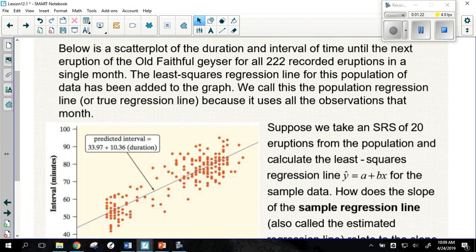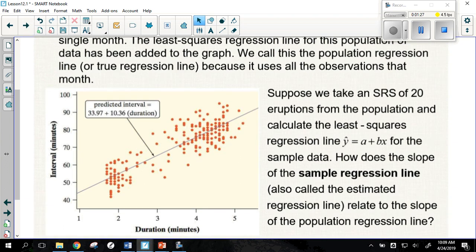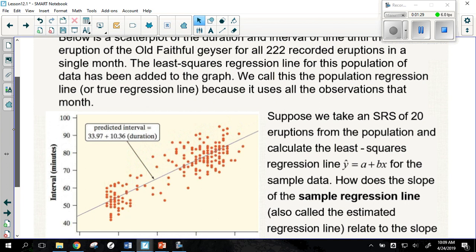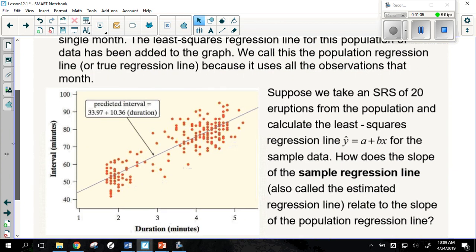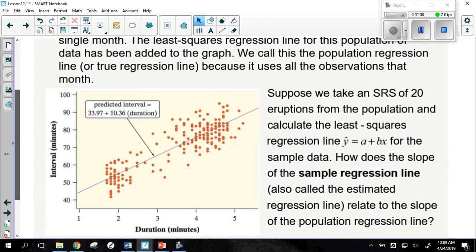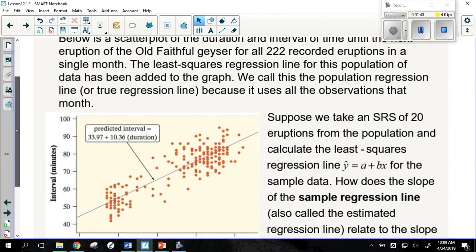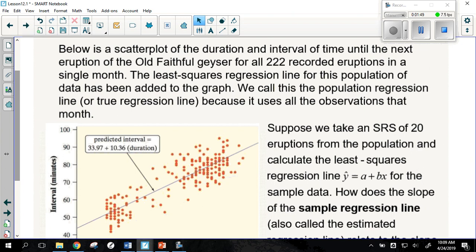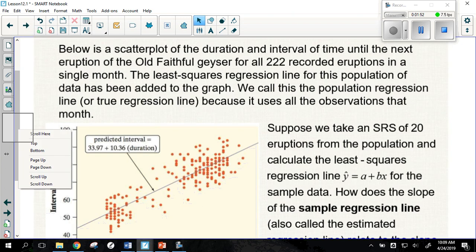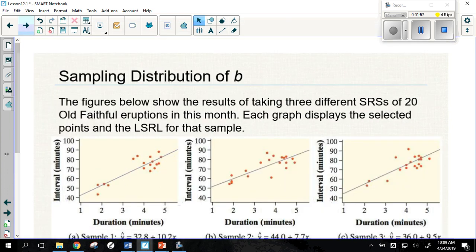All right, so for instance, we have a scatter plot. Their example is a scatter plot of eruptions, right? And so they have a duration of each eruption as we go on, and then how long it takes until the next one. But just reminding us what's going on with this least squares regression data.